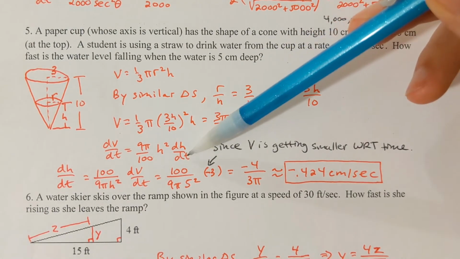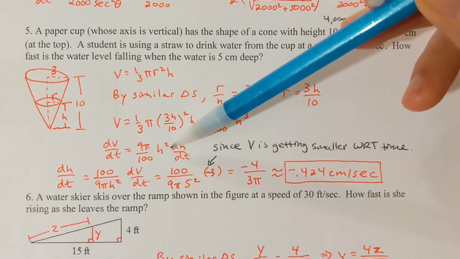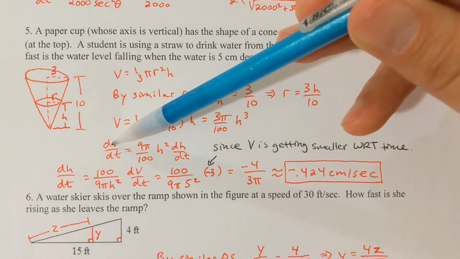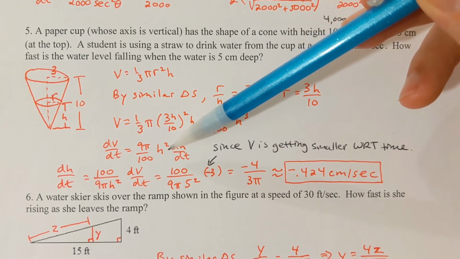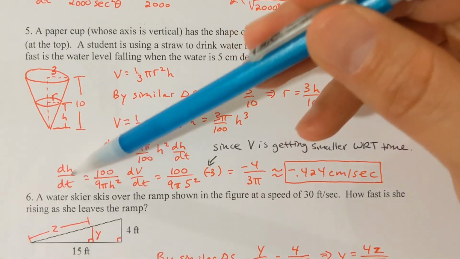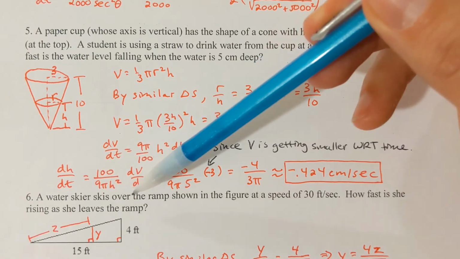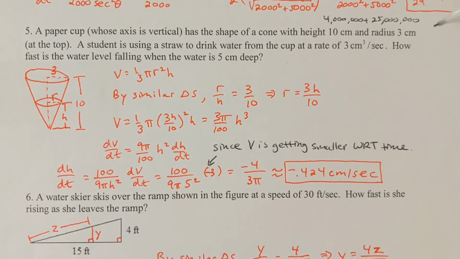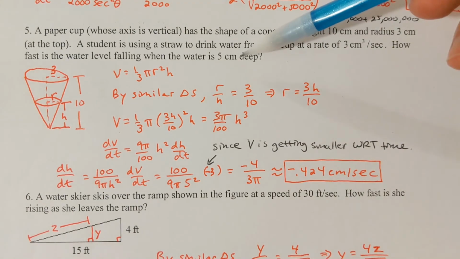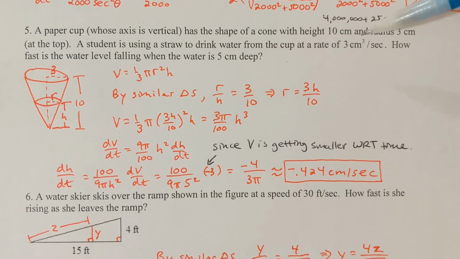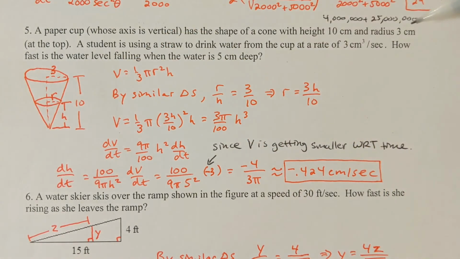Now we want to find dh/dt. So let me multiply both sides by 100 and divide both sides by 9π h squared. That way dh/dt is all alone. And now I can plug in the information that I know was given to me in this problem. h is 5. It says, how fast is the water level falling when the water is 5 centimeters deep? h is 5.